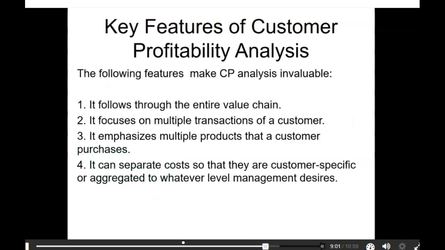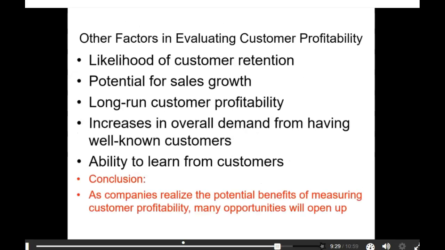service levels. So the key feature of customer profitability analysis is that it follows through the whole entire value chain. It focuses on the many transactions of a customer with the company. It emphasizes multi-products and customer purchases, and it can separate costs so that they're customer specific or aggregated to whatever level management wants. Therefore, other factors in evaluating customer profitability: likelihood of customer retention.